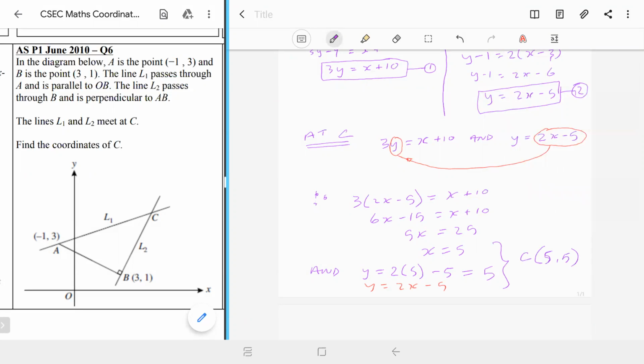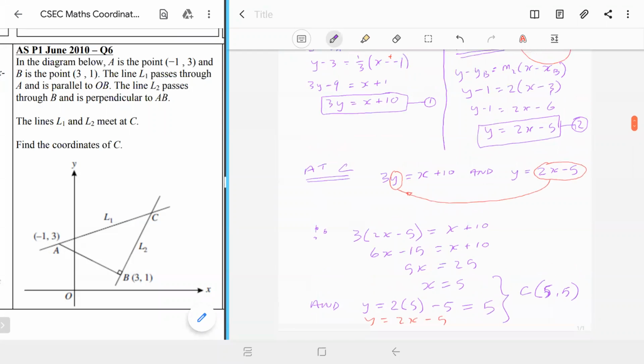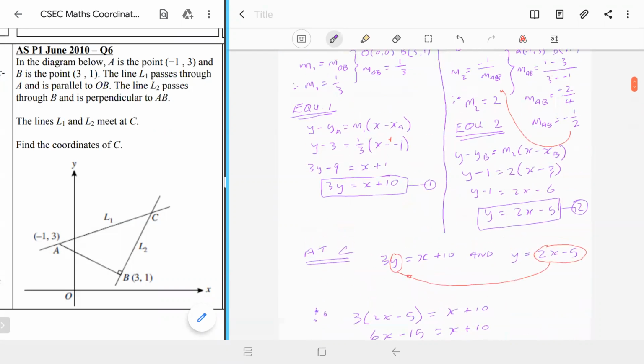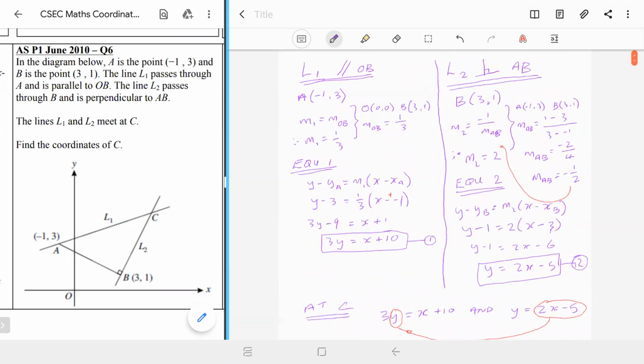All right, so this was a question basically that encompassed almost everything that we did with parallel and perpendicular lines. And we applied the concept that at a point of intersection of 2 lines, if you want to find a point of intersection of 2 lines, you have to solve them simultaneously. All right, so that's a nice question. If you can understand and do this question for yourself, then you're on your way to doing this topic.